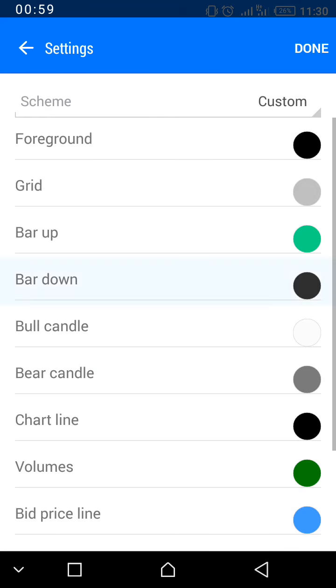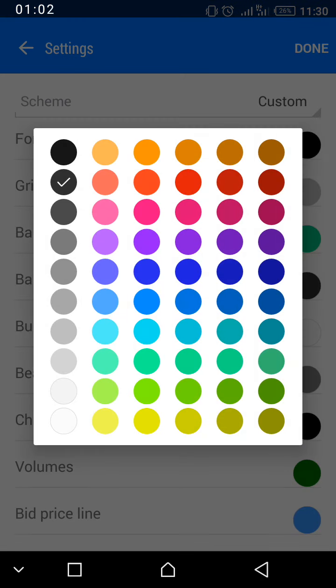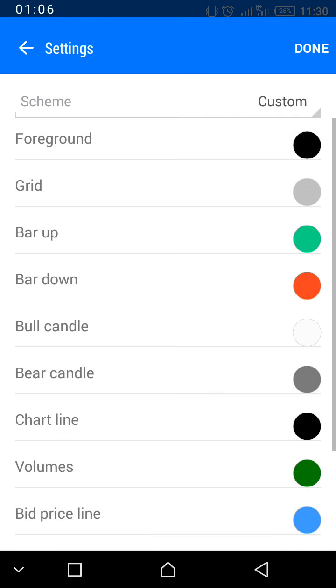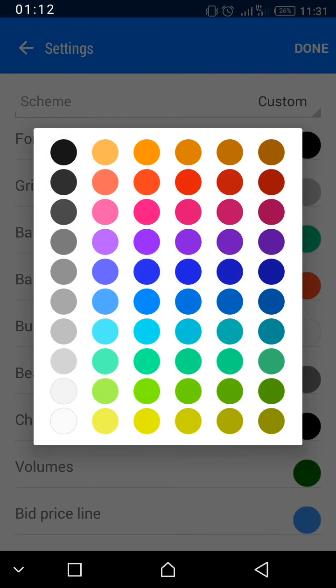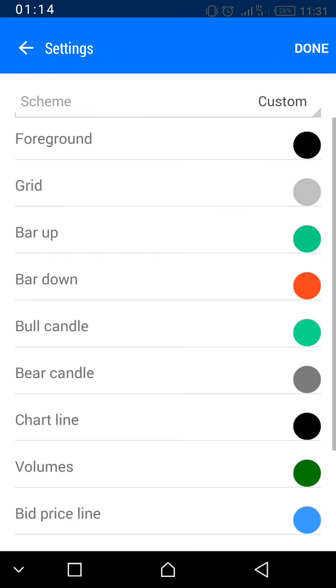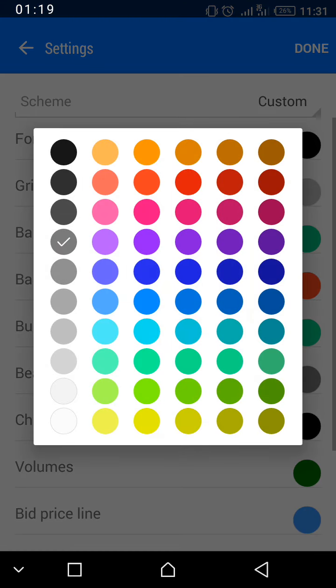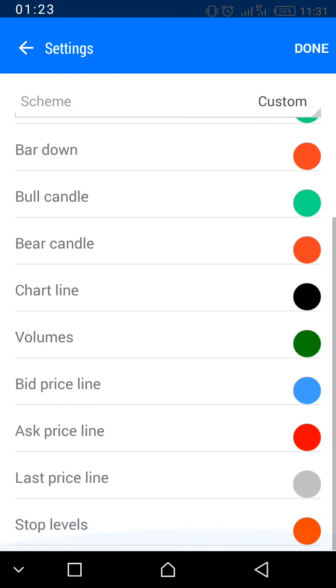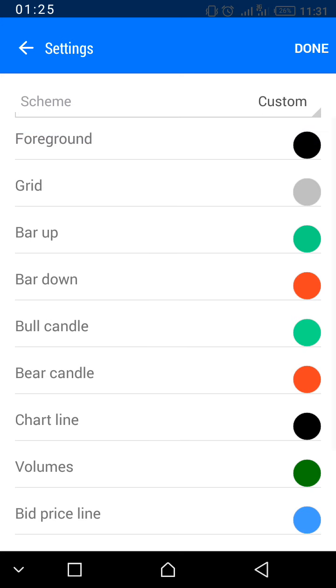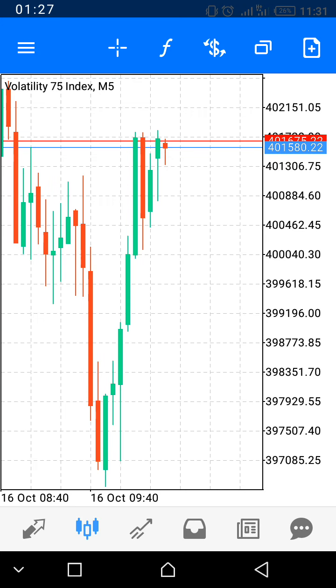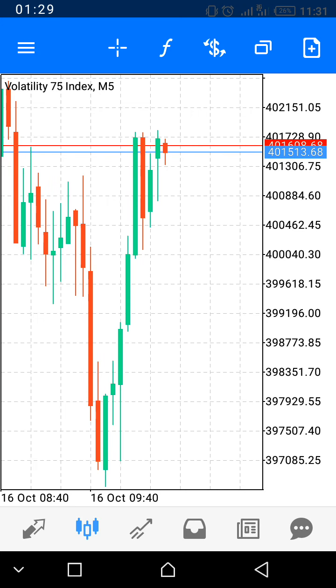For bar down, you use red. The third row, third column, choose red. Likewise for bull candle, you change it from white to green. The bear candle, you change it from the ash to red. And you are done. You click on done. Voila. You see, this is what you will have.